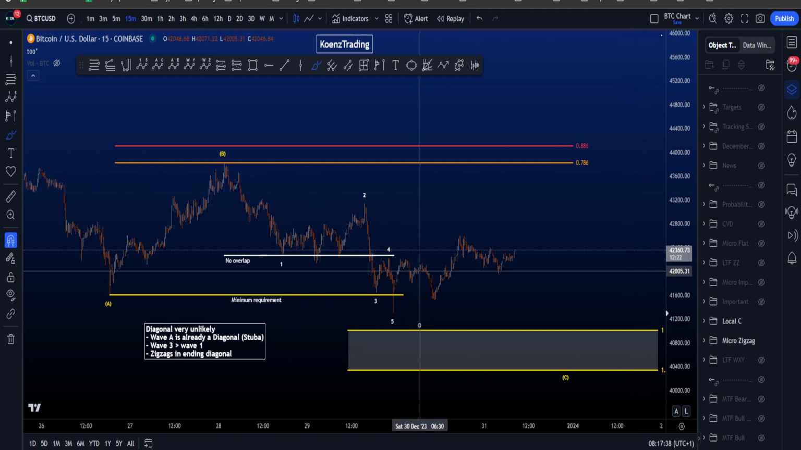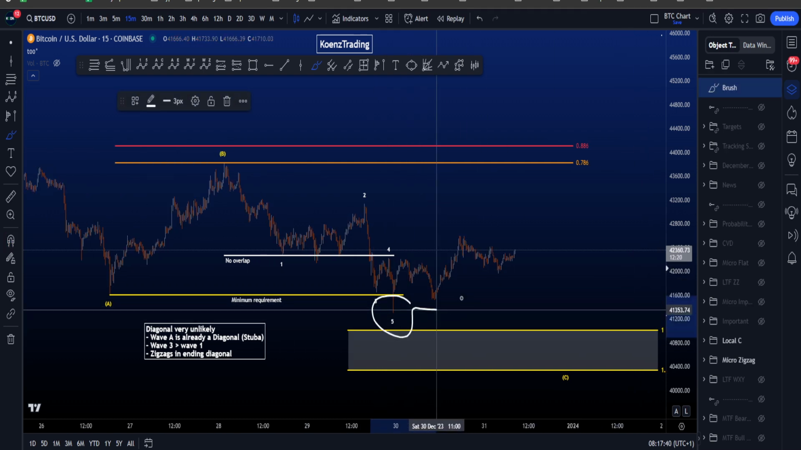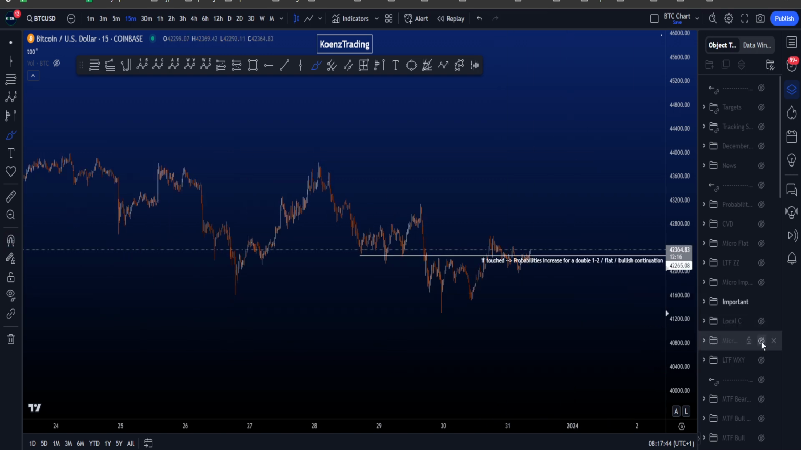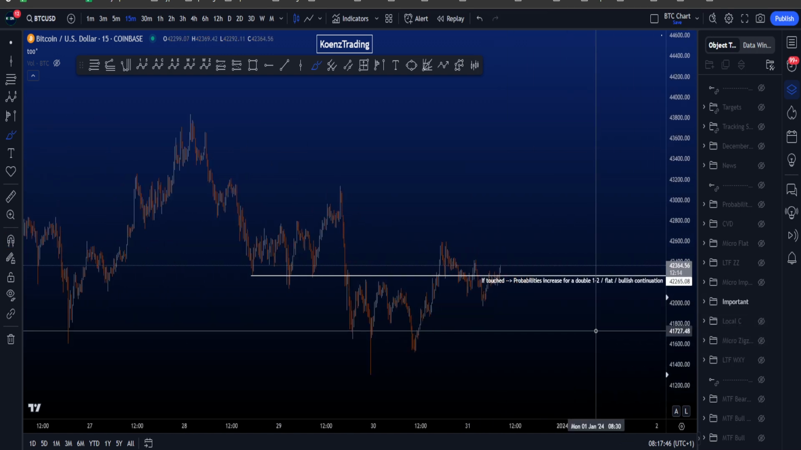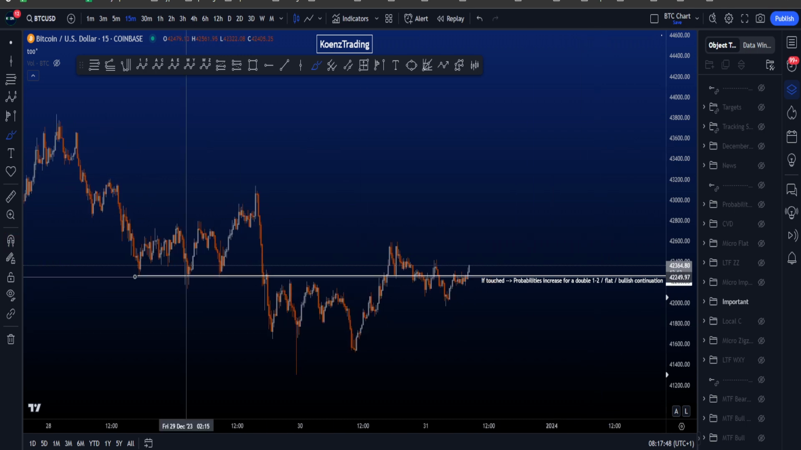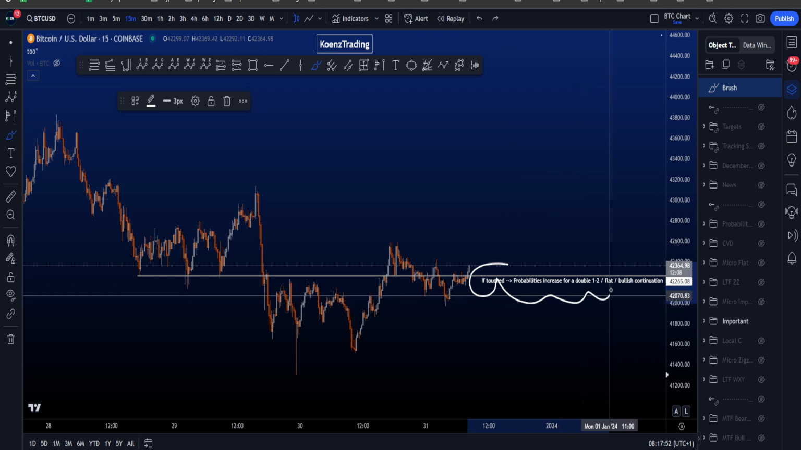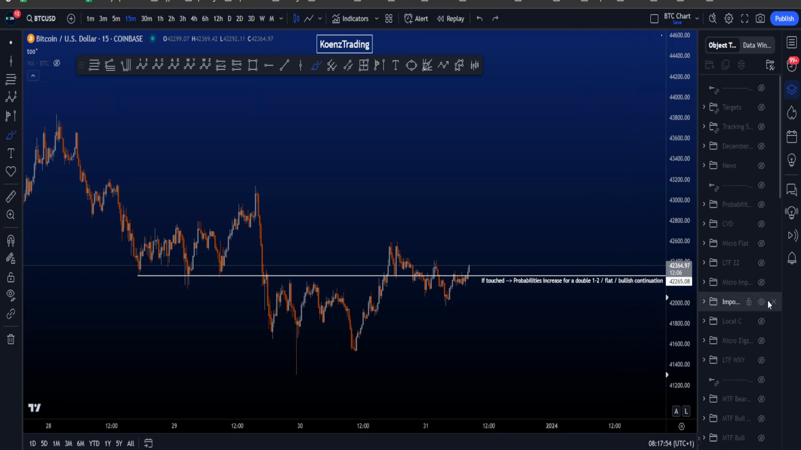So that increases the probabilities here that the low might be in and we might see a move towards the upside, right? Also yesterday, we had this line on the chart, right? Very important line. The low over here, if touched, probabilities increase for a 1-1-2, a flat, or bullish continuation.